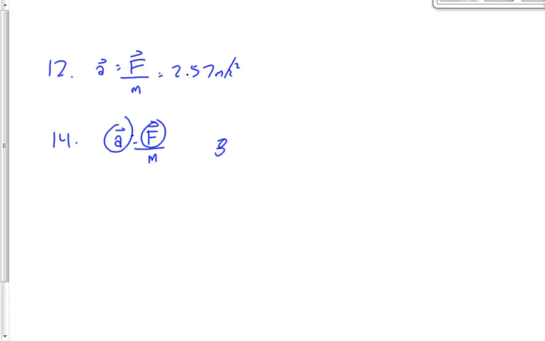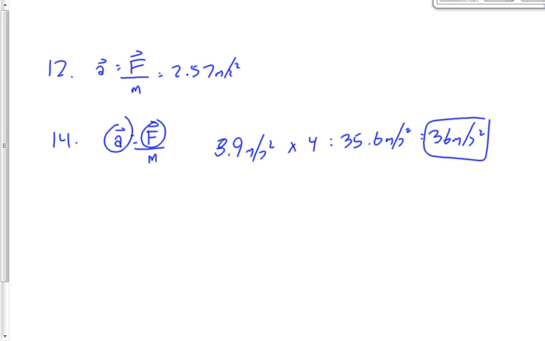We're going to say 8.9 meters per second squared times 4, which gives me 35.6 meters per second squared, which we should actually round to 2 digits, or 36 meters per second squared. Is that okay? You don't have to do any math on that one, really, other than just a little bit of reasoning in your mind.